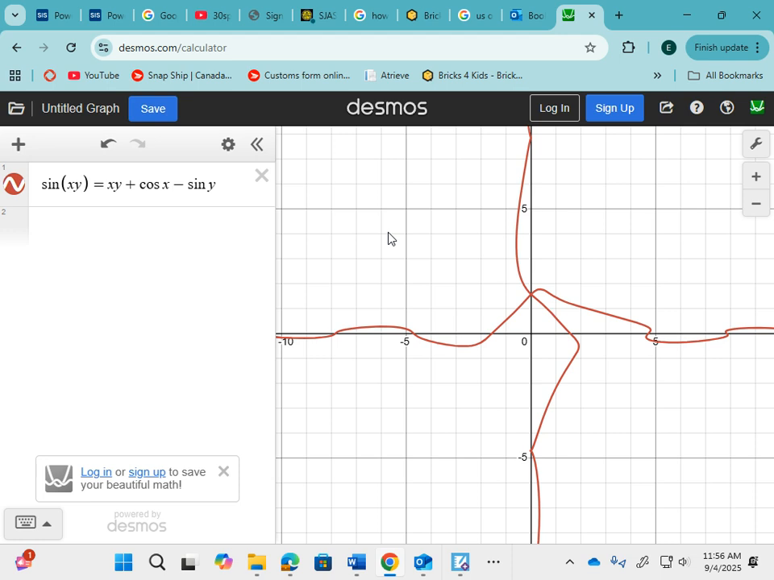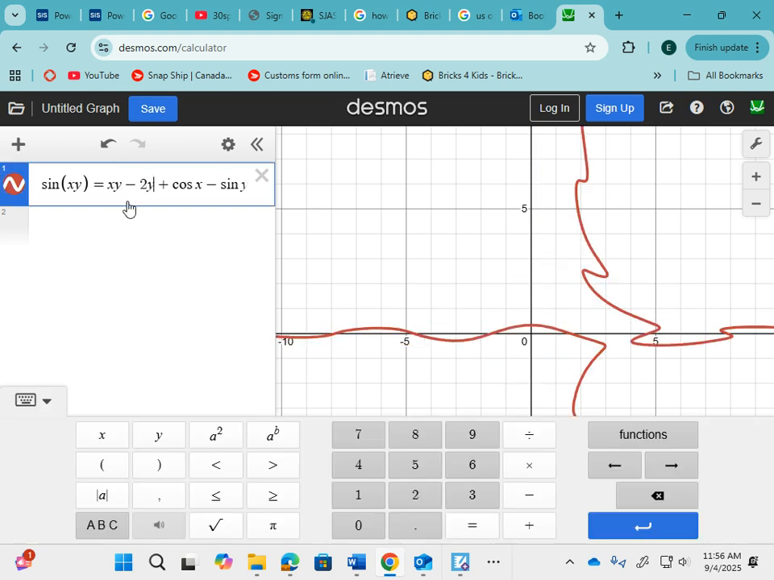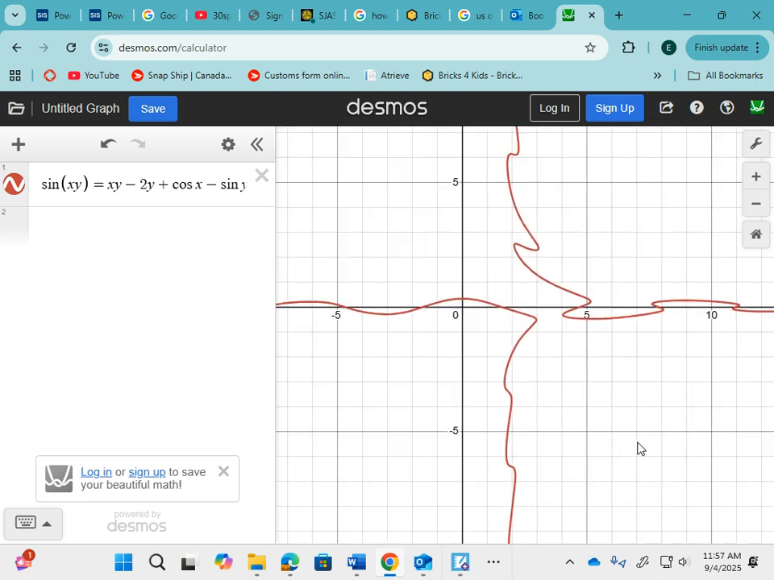Is it a function? No. I'm missing something? Oh, I'm missing the, oh, yeah. Well, I'm sure it'll turn out much nicer if I add that. I'm missing the negative 2y, which is supposed to be here. Not that it matters where I put it, but. Oh, so much better. That's how I was feeling this morning. Yeah, okay.